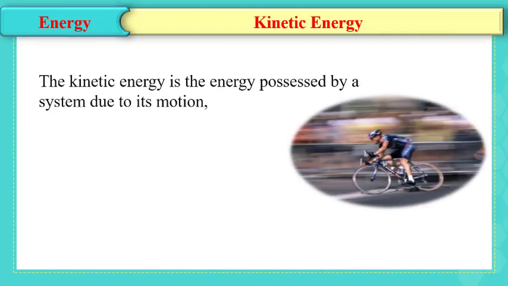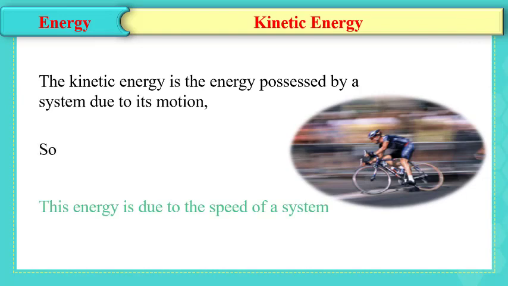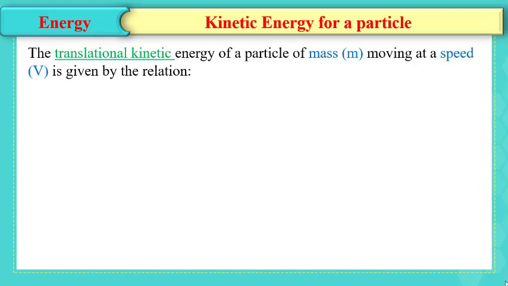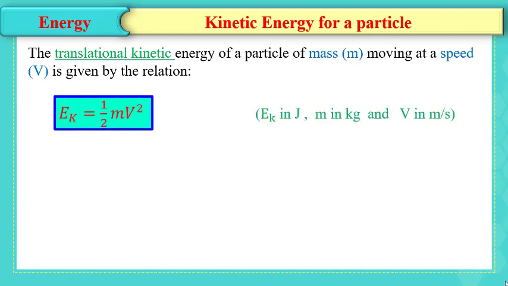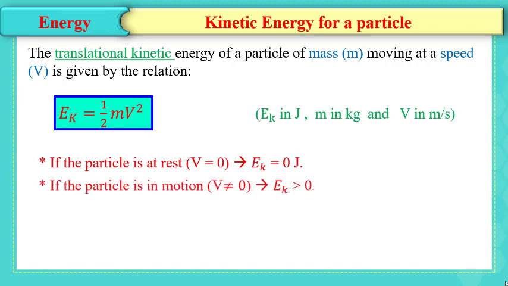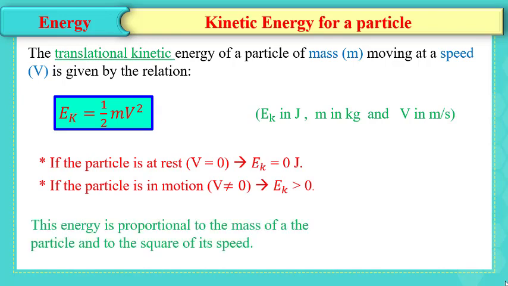Kinetic energy. The kinetic energy is the energy possessed by the system due to its motion. So, this energy is due to the speed of a system. For a particle of mass m moving at speed v in a translational motion, the kinetic energy is given by half m v squared, where kinetic energy is measured in joules, mass in kilograms, and v in meters per second. Now, if the particle is at rest, the kinetic energy will be zero. And if the particle is in motion, then the kinetic energy is positive all the time, since it depends on mass and the square of its speed.